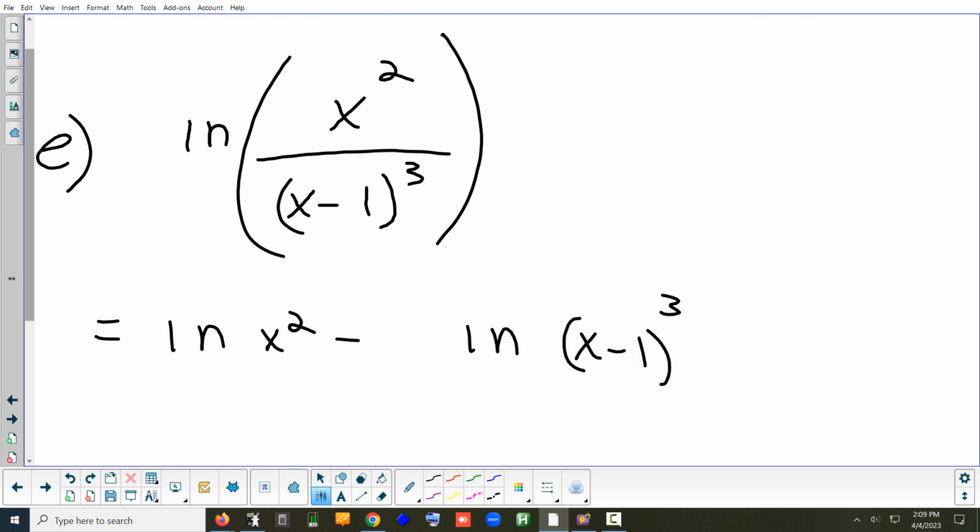You do need to keep that x minus 1 cubed in parentheses, because if you don't, it looks like you're cubing the number 1 and you're not doing anything to the x. Okay, so keep it in parentheses.